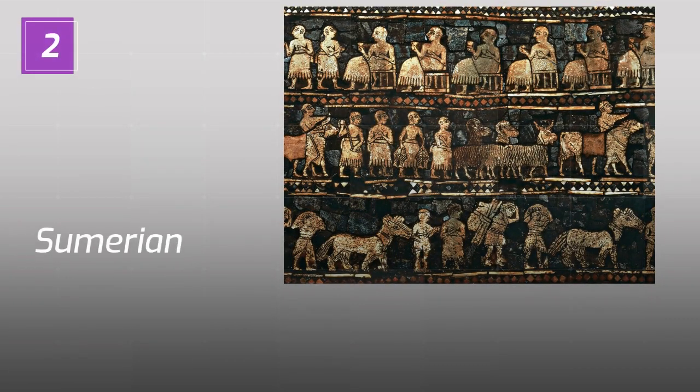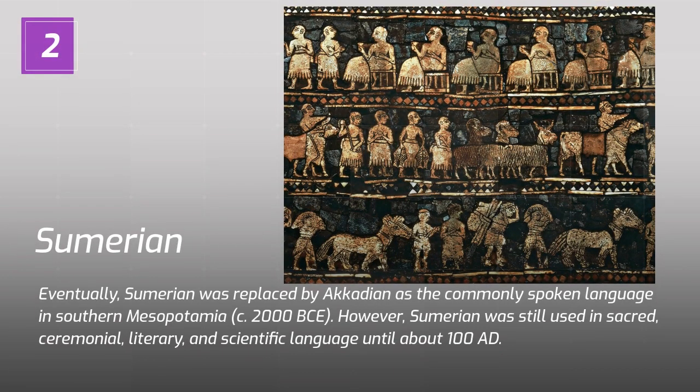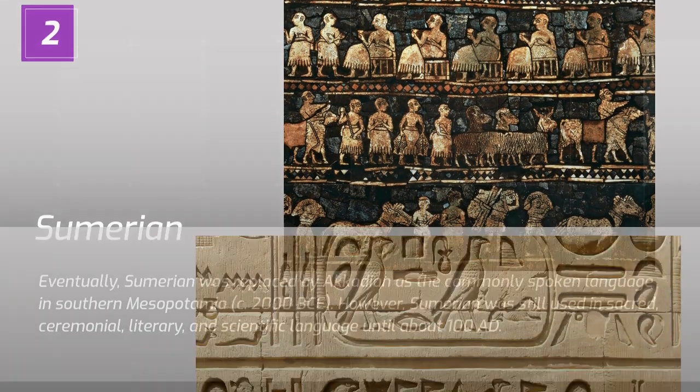Eventually, Sumerian was replaced by Akkadian as the commonly spoken language in southern Mesopotamia. However, Sumerian was still used in sacred, ceremonial, literary, and scientific language until about 100 AD.